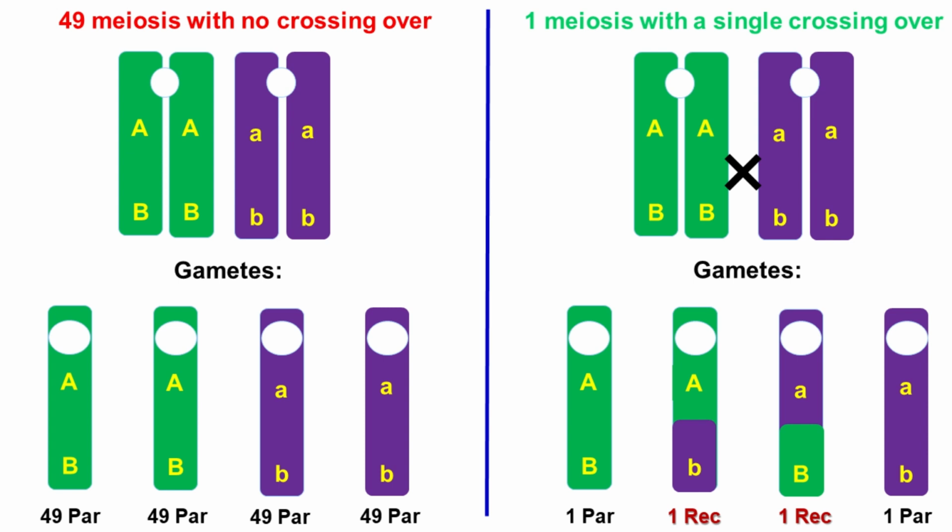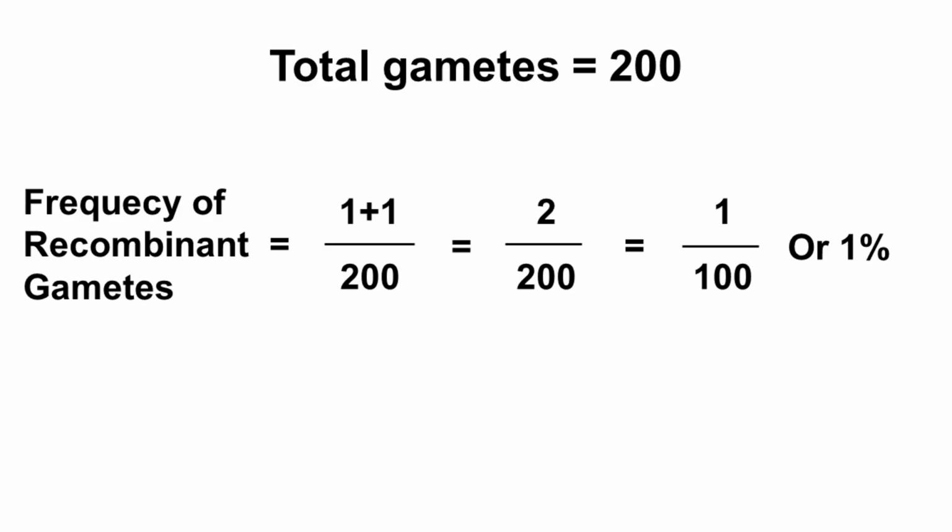By measuring recombination frequency, we can estimate the distance between genes on a chromosome. This information is crucial for creating genetic maps. Now let's calculate the frequency of recombinant gametes. We have 2 recombinant gametes out of a total of 200 gametes. So the frequency of recombinant gametes is 2/200, which simplifies to 1/100 or 1%. This means that 1% of the gametes produced in this scenario are recombinant.